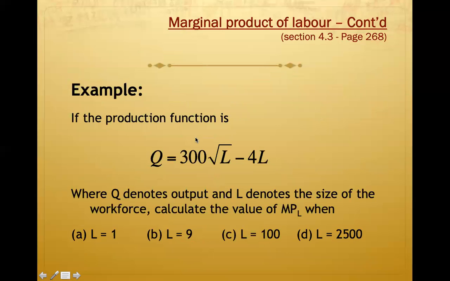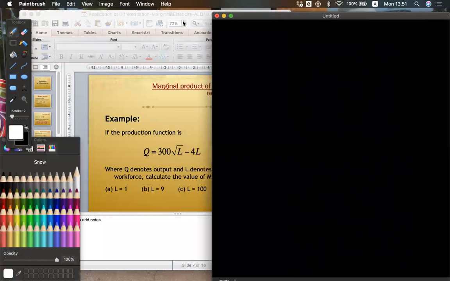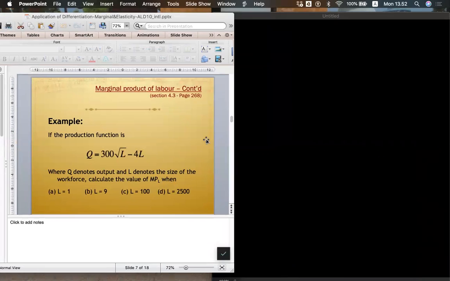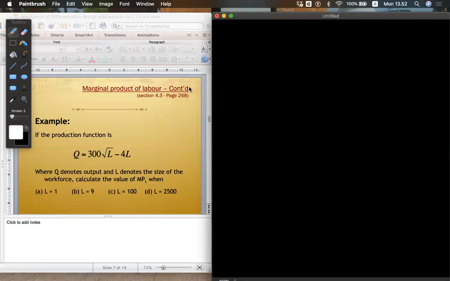This is the example. If the production function is Q equals 300 L, square root of L, so we can write it as L power half, and then minus 4L, where Q denotes output and L denotes the size of the workforce or labor, calculate the value of MPL.